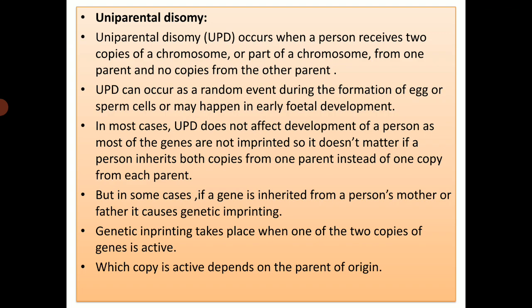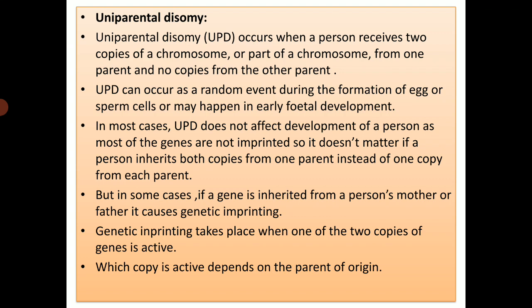Today we are going to learn about uniparental disomy. Now, what exactly is uniparental disomy? In short form, you can call it UPD, which occurs when a person receives two copies of chromosomes or part of chromosomes from one parent and has no copies from the other parent. Okay, so the person has a chromosome set from only one parent. Suppose he receives both sets from the father, he will not receive any from the mother.